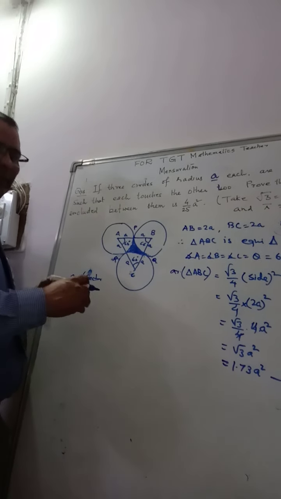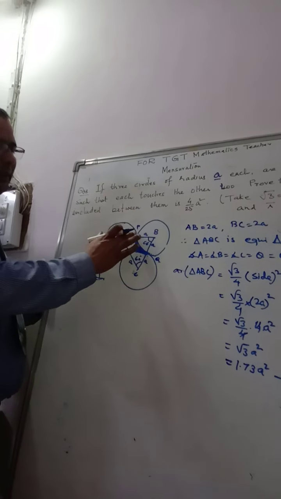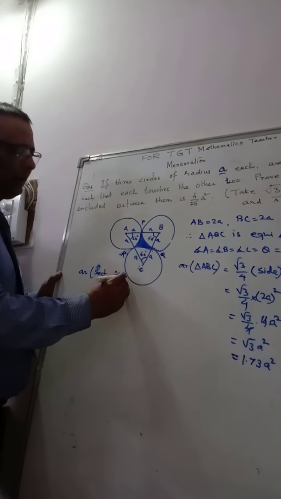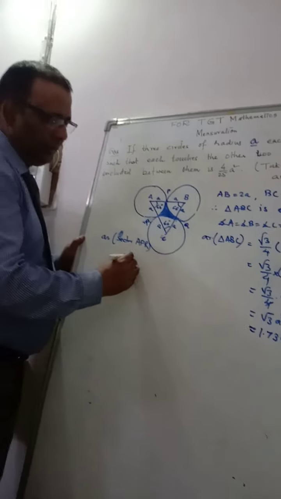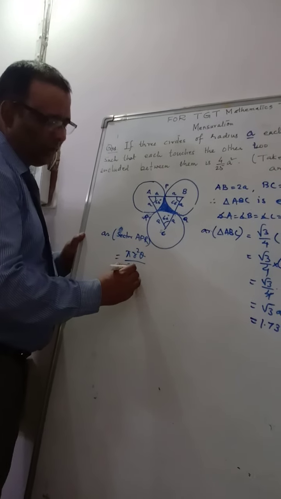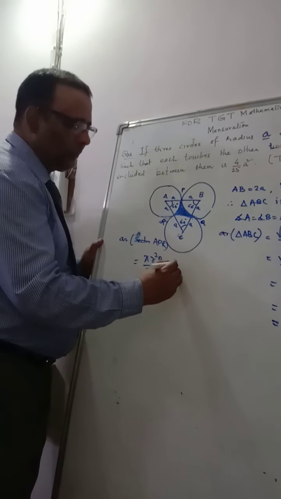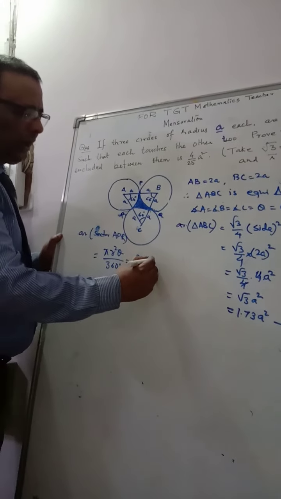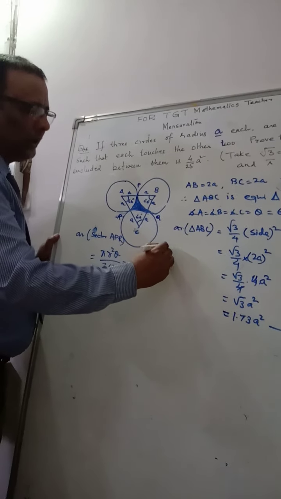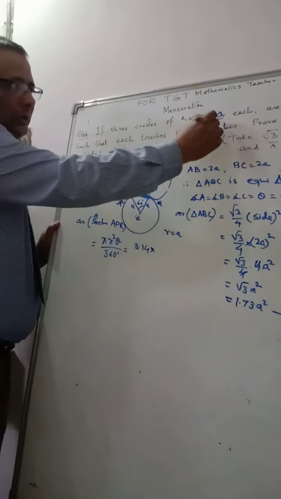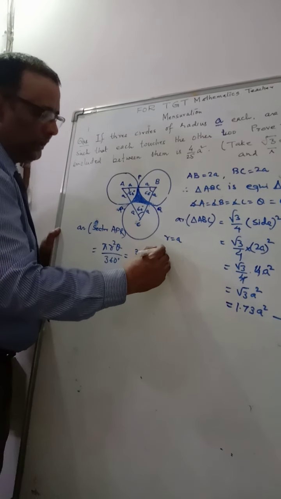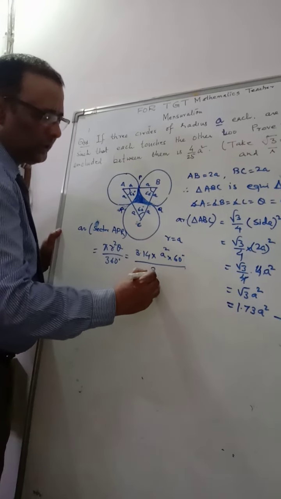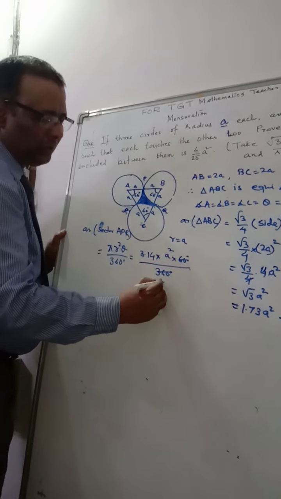We know that the sector is the area bounded by the two radii and one arc. So the area of the sector is equal to pi r square theta by 360 degrees. In place of pi we will write 3.14, as mentioned in the question, and r is equal to a, as given in the question. So a square, and then theta is 60 degrees divided by 360, which is 1 by 6.